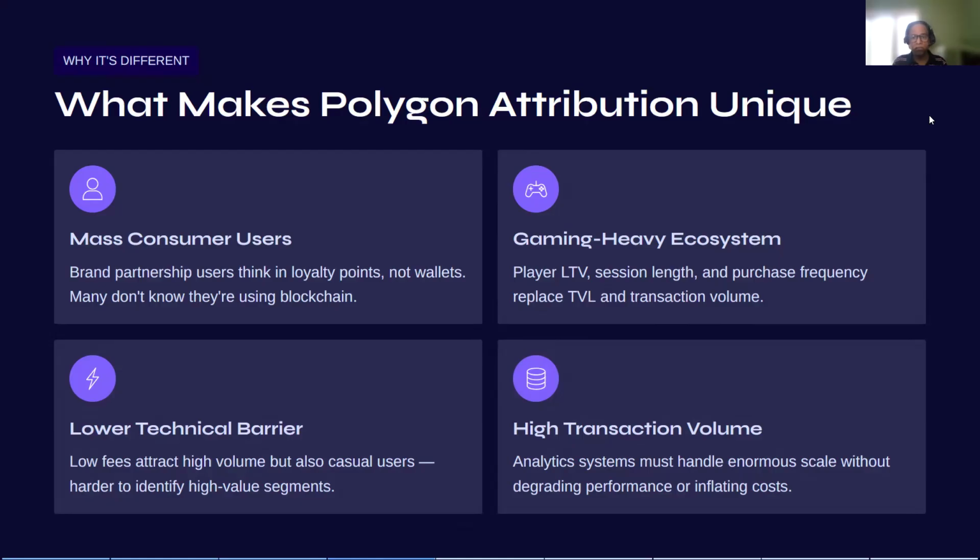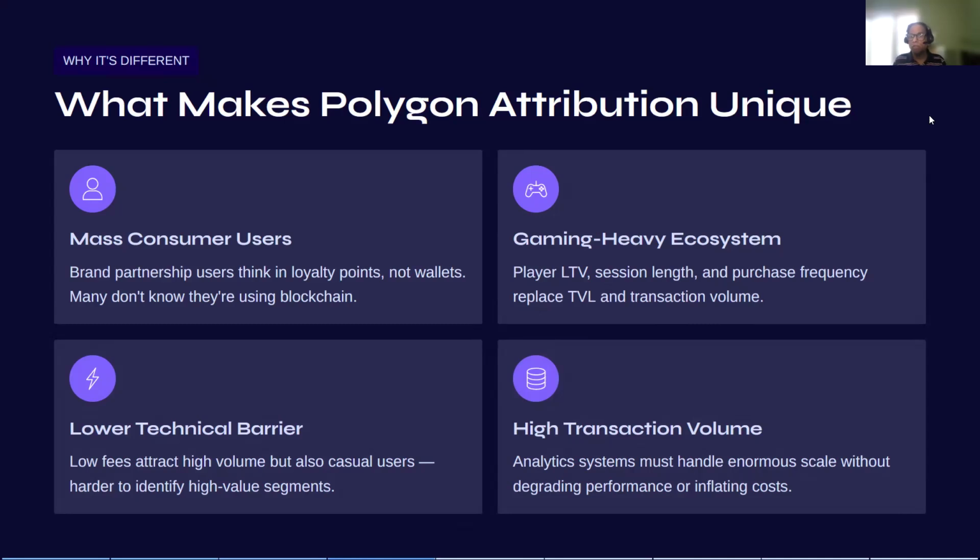Similarly, with the gaming-heavy ecosystem, you need to understand the total value that is there in the Polygon tokens, and also the lifetime value. You need to measure the lifetime value of the customers who are using the gaming system, whether they purchased only one time or are continuously purchasing.